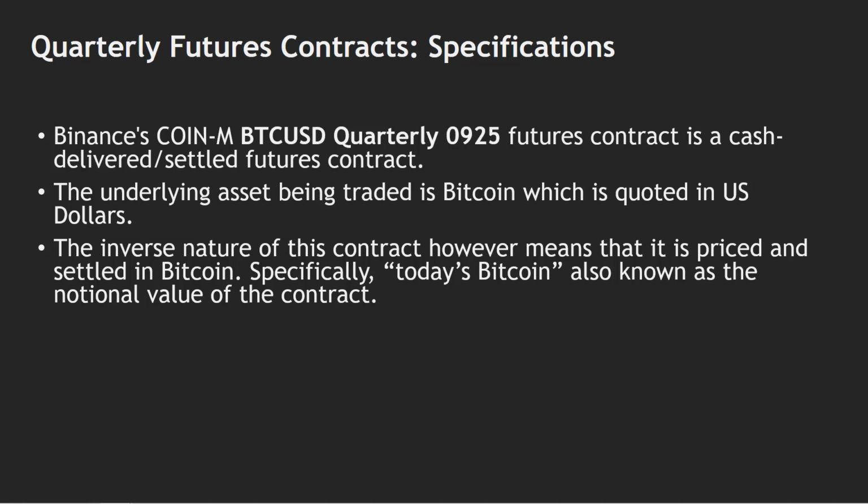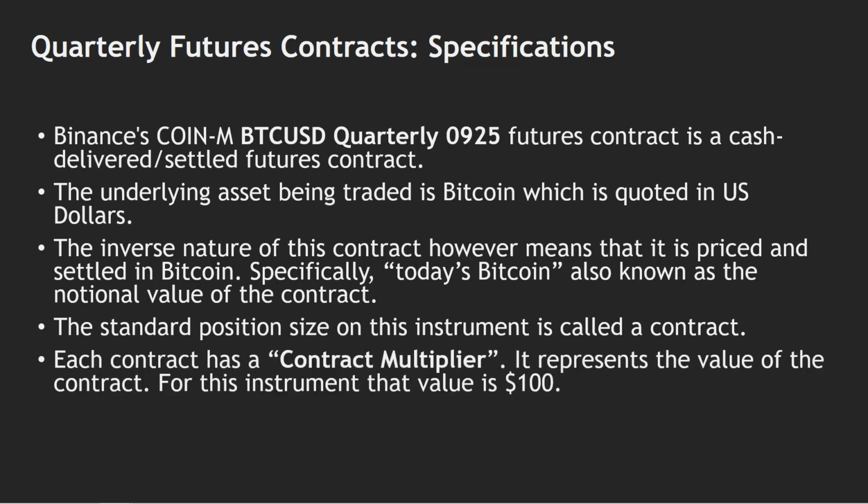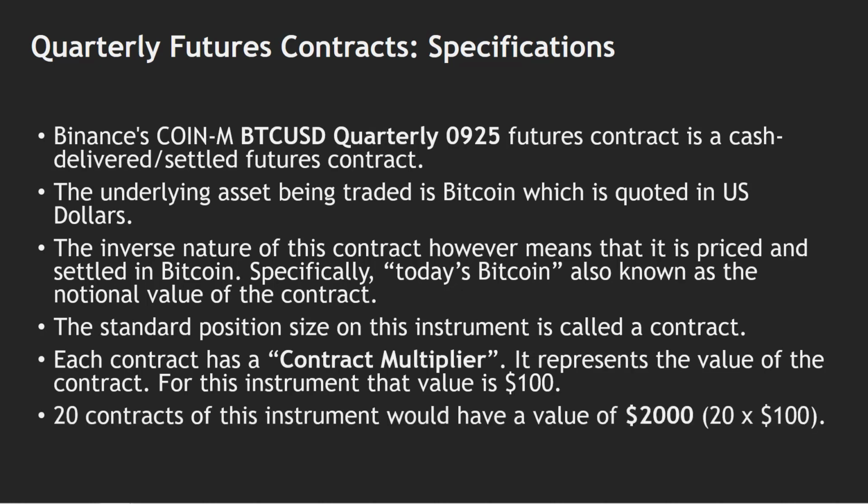The inverse nature of this contract, however, means that it is priced and settled in Bitcoin, specifically today's Bitcoin, and that is also known as the notional value of the contract. The standard position size on this instrument is called a contract. Each contract has a contract multiplier. It represents the value of the contract. For this instrument, that value is $100. 20 contracts of this instrument will have a value of $2,000.